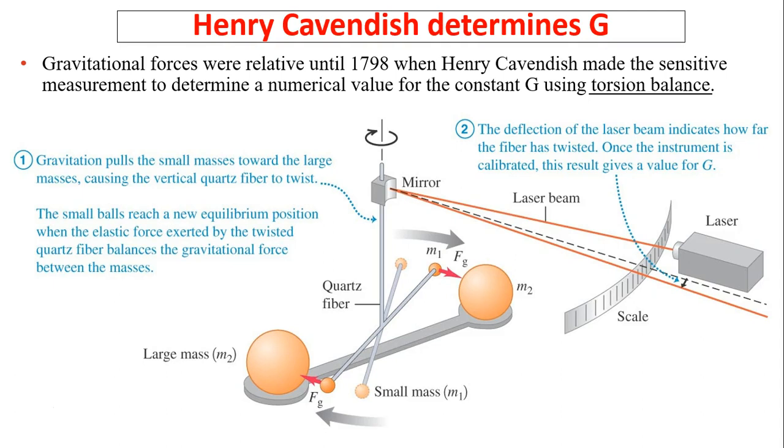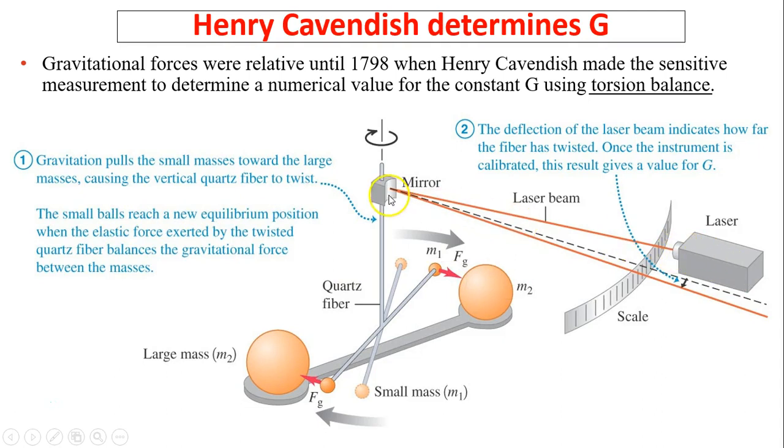Now, when Newton stated the law of gravitation, he stated the relationship. The proportionality constant, capital G, was only determined over 100 years later by Henry Cavendish. How did he find this? He built a torsion balance, and he used that to measure G. So here's a torsion balance. Here is a bigger mass and a smaller mass attached to the quartz fiber. The gravitational pull pulls the small mass toward the large mass, causing the vertical quartz fiber to twist. How much is the twist?